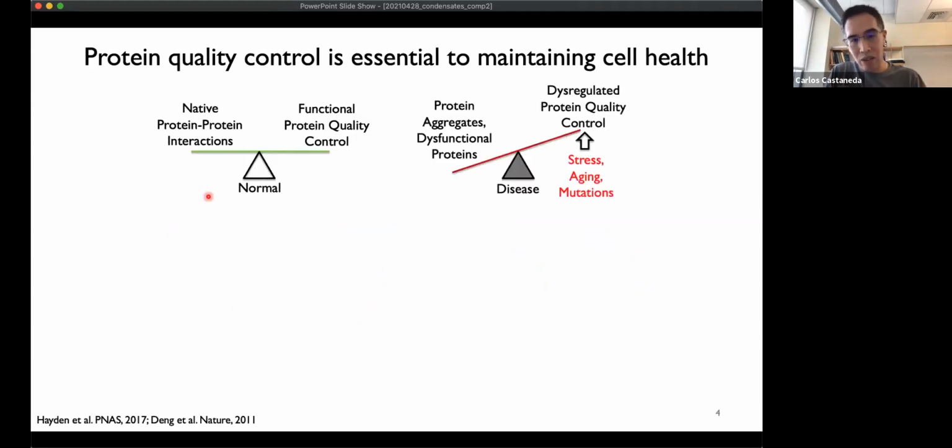However, we know that under certain conditions, we can disrupt this protein homeostatic balance. Some ways that we can disrupt that is, for instance, by exposing our cells to certain types of stresses. Aging is another thing that can occur too. Some of our cells live a very long time, and over time, those protein quality control mechanisms can get dysregulated, as well as disease-causing mutations. And this can disrupt this balance, and what we often see are the accumulation of protein aggregates and dysfunctional proteins.